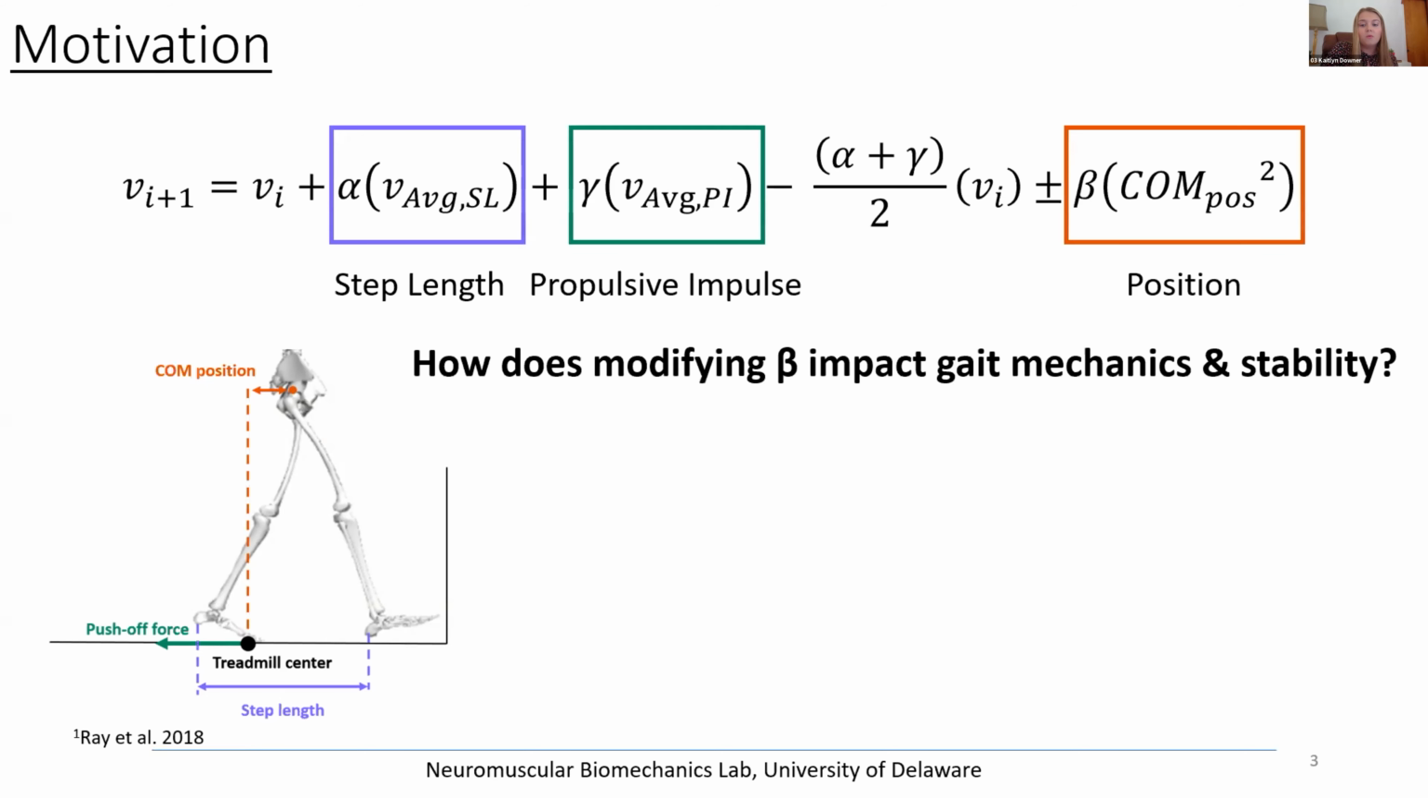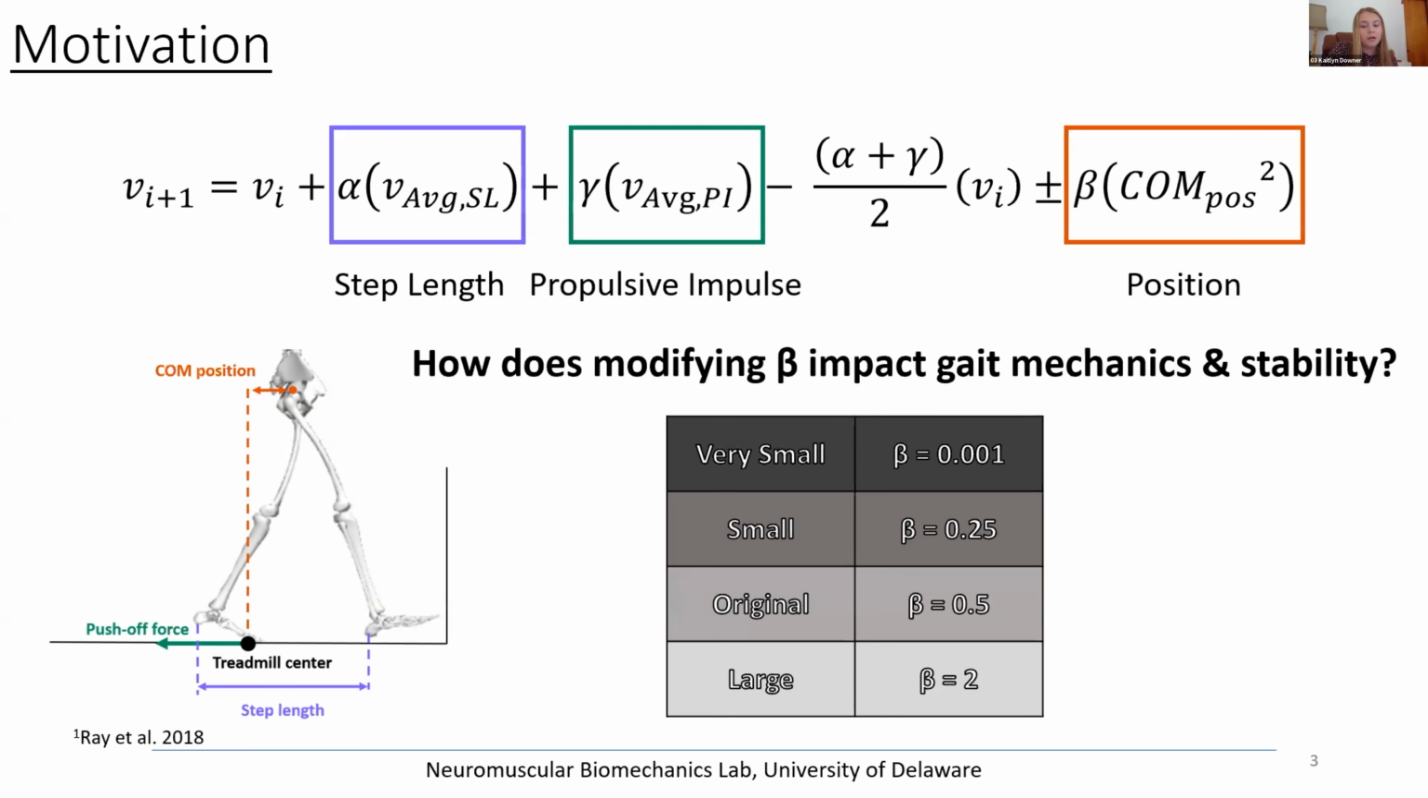In this study, we wanted to determine the impact of the center of mass position term on users' gait mechanics and overall comfort and stability. This was accomplished by adjusting beta, the weight on the center of mass position term. The original beta term used in previous studies, along with 3 modifications of beta, were tested. 22 young, healthy adults walked on each of the 4 conditions for 1 minute each, and motion capture and ground reaction force data was collected.